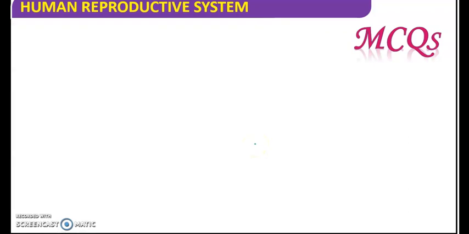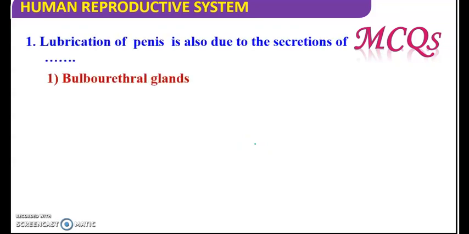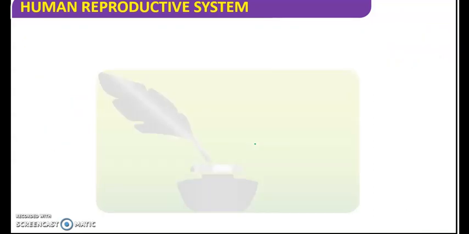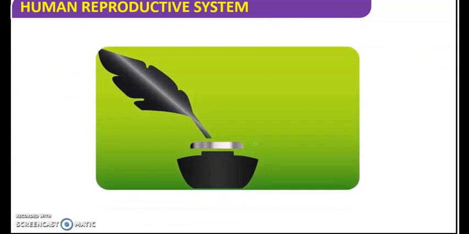Now let us see the MCQs in this respect. First one, lubrication of the penis is due to bulbourethral glands, Sertoli cells, Leydig cells, or interstitial cells. Answer is bulbourethral glands. Okay, so this is the male reproductive system in detail. Next, we are going to study the female reproductive system.